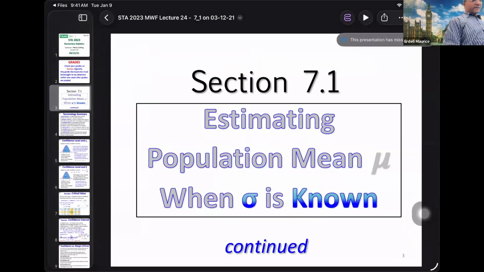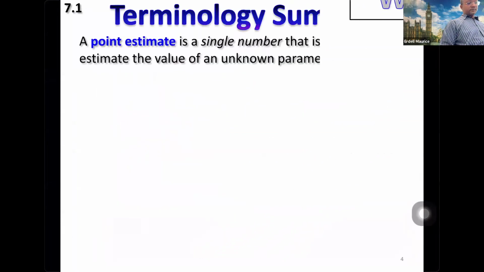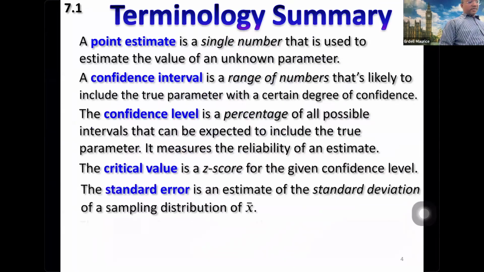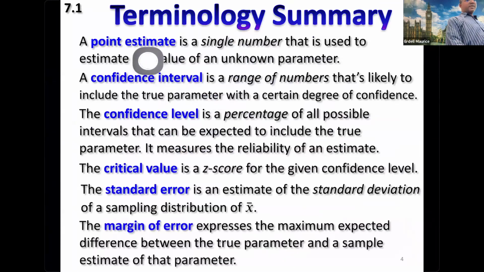All right, so still in 7.1. Again, just going back over the terminology right here. Point estimate, that's a single number. Take all the scores and divide them by 25. That's your point estimate. Your confidence interval is the range, a lower limit to an upper limit. Your confidence level, I want to be 95% confident. That will always be given to you.